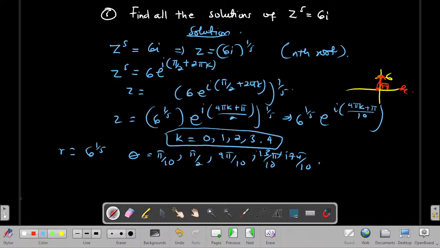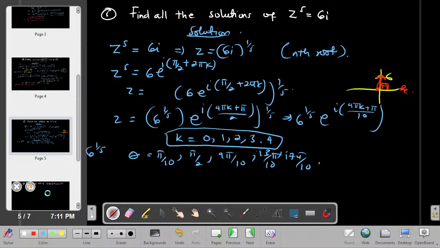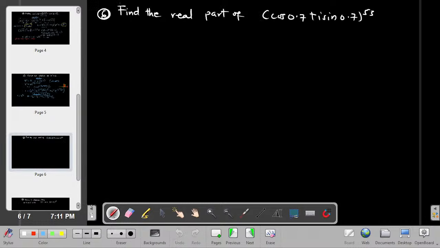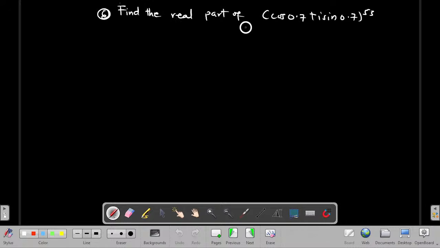Let's go to the 6th problem. The sixth problem says to find the real part of this. It is a very simple, nice application of De Moivre's theorem. So solution: I have cosine of the expression 0.7 plus i sine of the expression 0.7, all to the power 53. So with this, by De Moivre's theorem, what do you do?